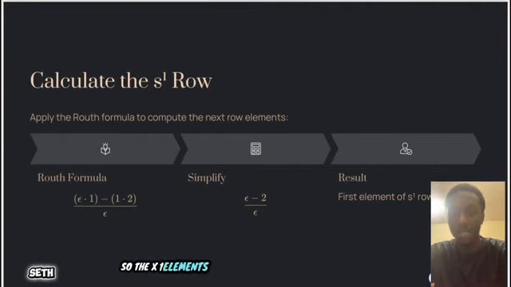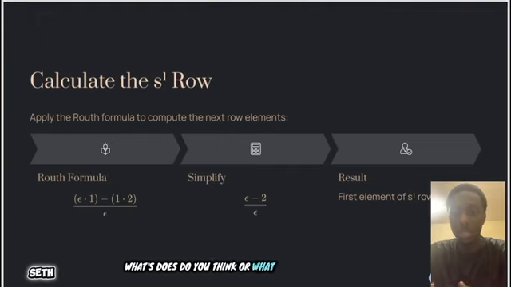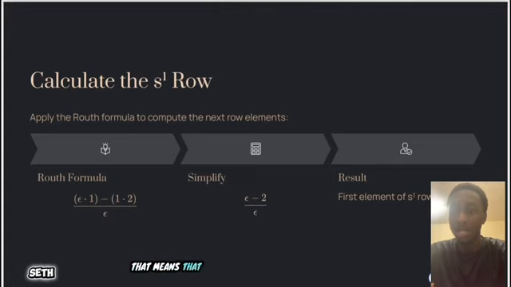So the s1 element becomes epsilon times 1 minus 1 times 2, all over epsilon, which simplifies to epsilon minus 2 all over epsilon. Now here is the key insight. As epsilon approaches 0 from the positive side, what do you think epsilon minus 2 all over epsilon will approach? Well, epsilon minus 2 approaches negative 2 and epsilon approaches 0 positively, so the whole expression approaches negative infinity. That means the sign of the s1 row becomes negative.